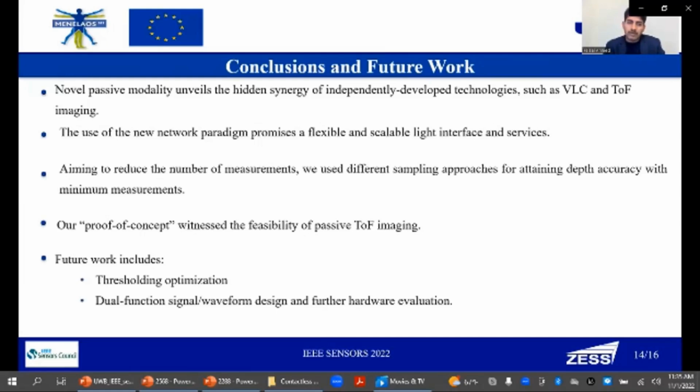Our future work includes thresholding optimization, because thresholding introduces problems in terms of delays. Also, the VLC signals are not optimized for dual functionality. So a dual function waveform needs to be designed, and further hardware evaluation is required in our future lines of work.